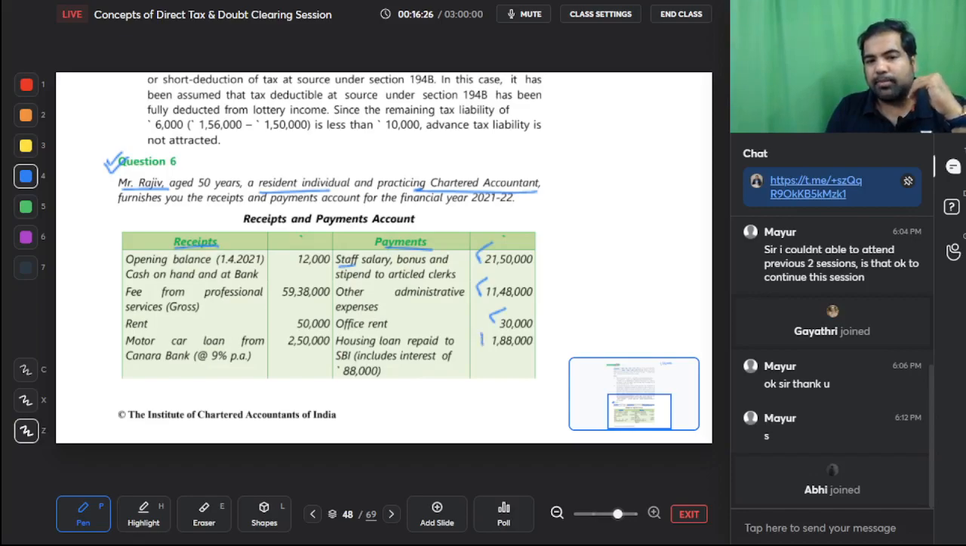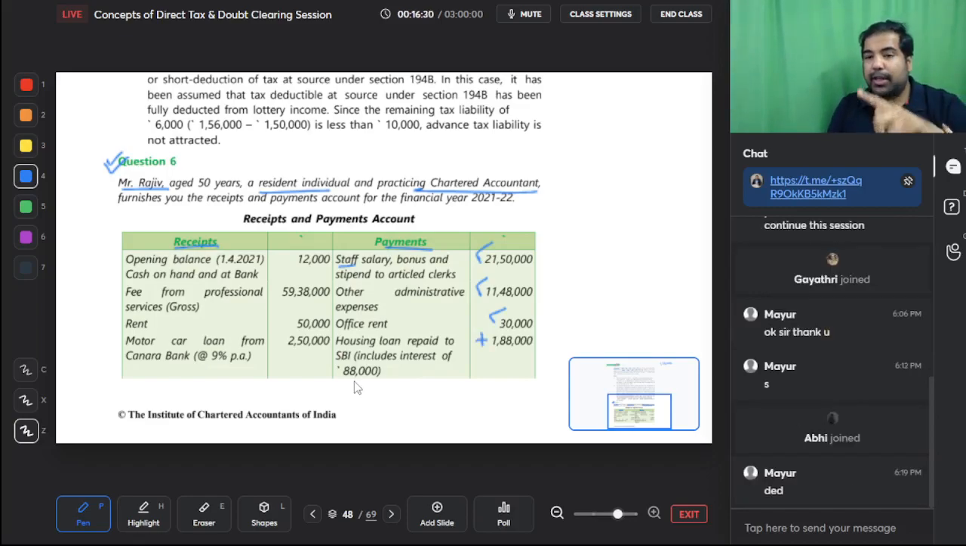This has to be completely added back, and the interest has to be taken under 24B and the principal has to be taken under 80C. Opening balance of 12,000, this is cash, this we don't need. Cash in hand and bank, fee from professional, this is perfect.